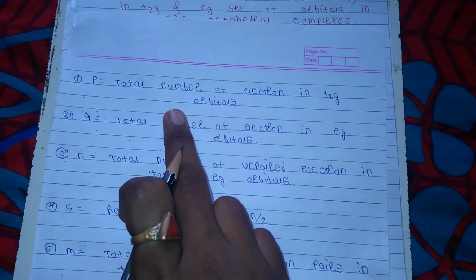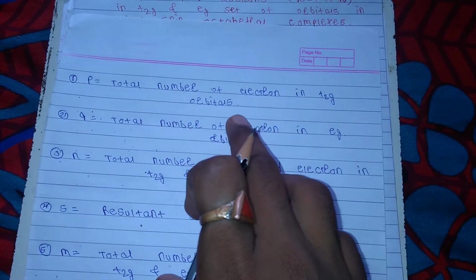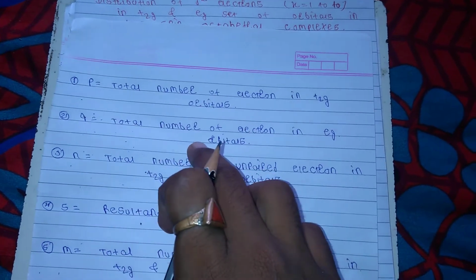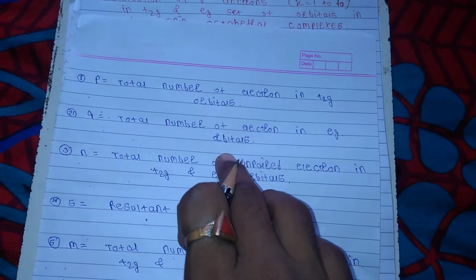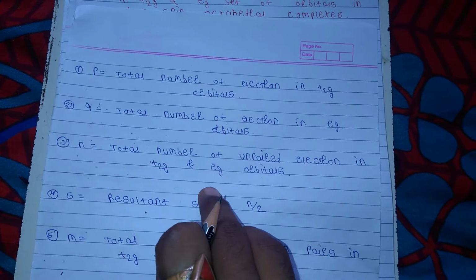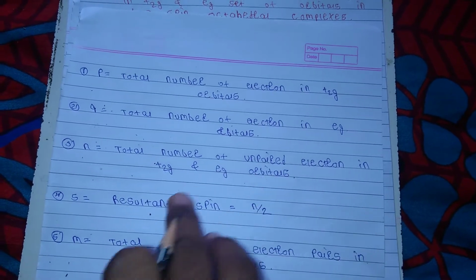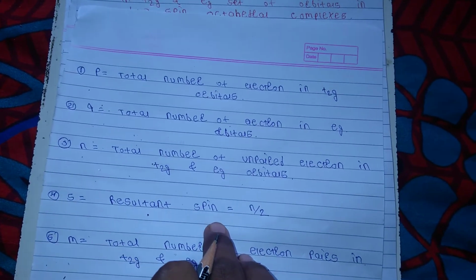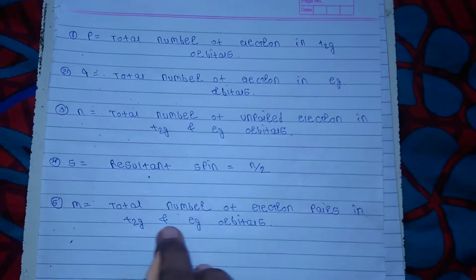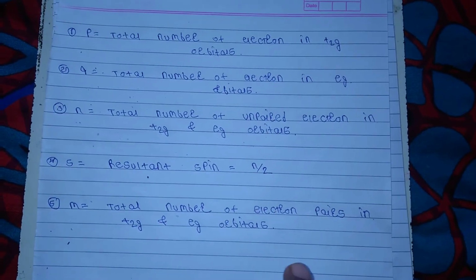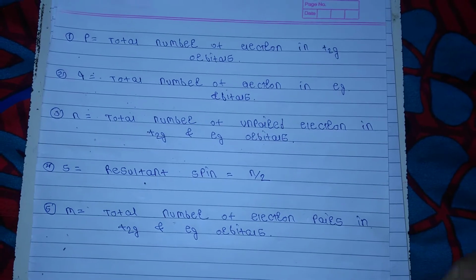P means the total number of electrons in the t2g orbitals. Q means the total number of electrons in the eg orbitals. N means the total number of unpaired electrons in the t2g and eg orbitals. And S means resultant spin. How to find out the resultant spin? N by 2. And M means the total number of electron pairs in the t2g and eg orbitals.